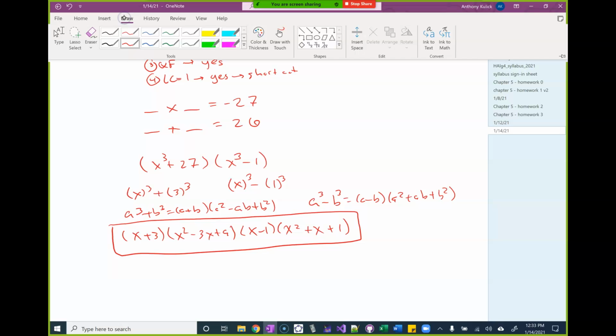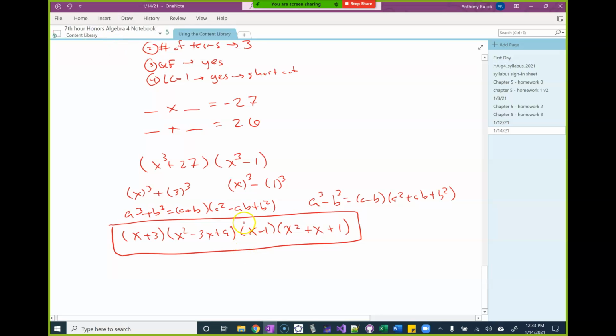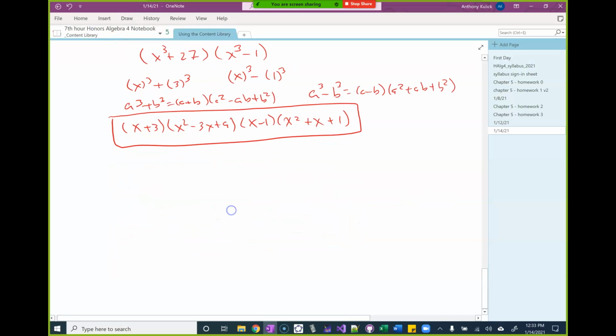Okay. So let's talk about solving then. Oops, I picked a different color.